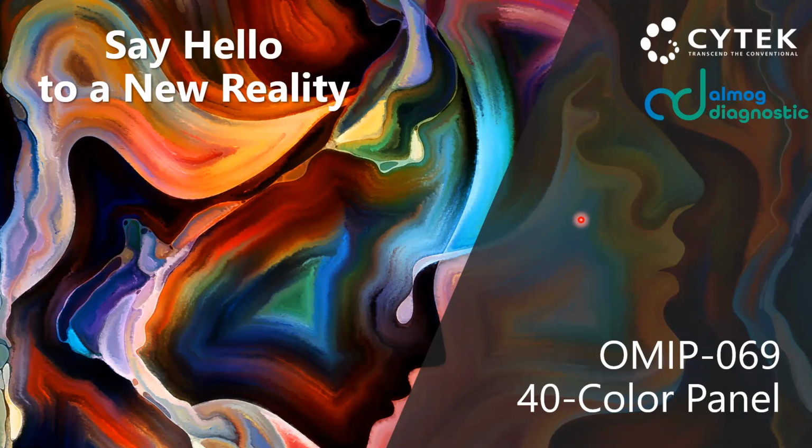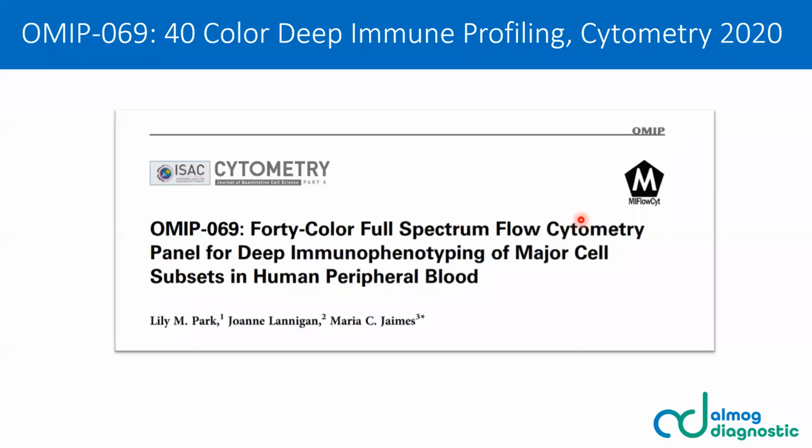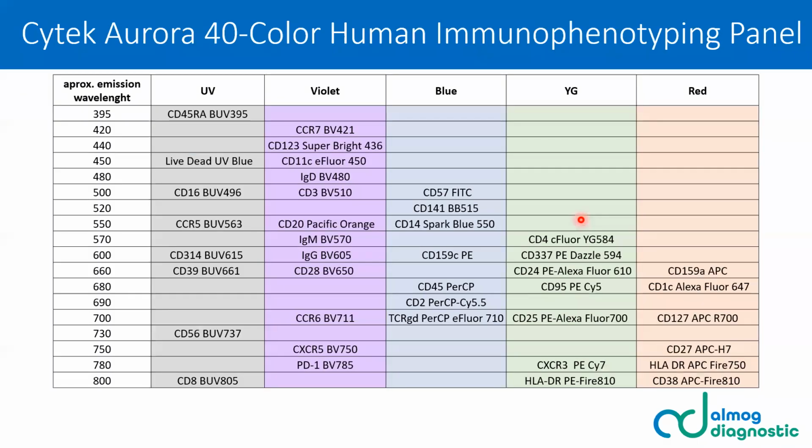So this brings us towards the end of our presentation. I would like to show the new OMIP 069 that was published recently in Cytometry Part A. For those who are not familiar, OMIP is for Optimized Multicolor Immunofluorescence Panel, and this is a special review publication that reports on newly designed and optimized multicolor panels for flow. So Cytek have recently published this review, summarizing a 40-color panel for deep immunophenotyping of major cell subsets in human peripheral blood. So let's look here at the panel that was used and that was carefully built.